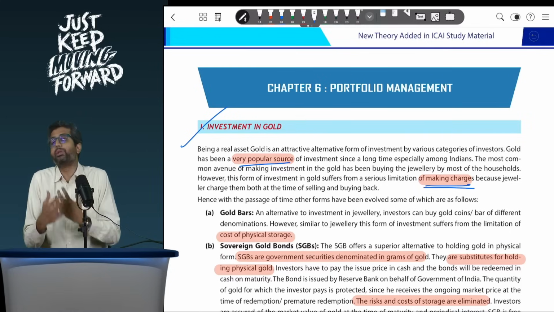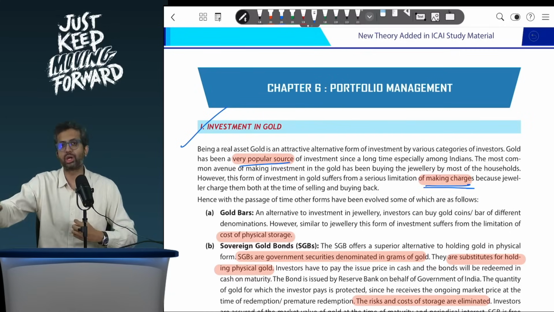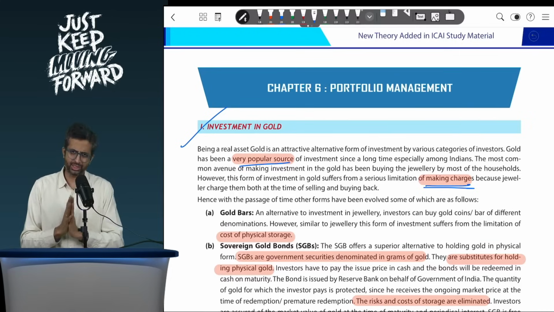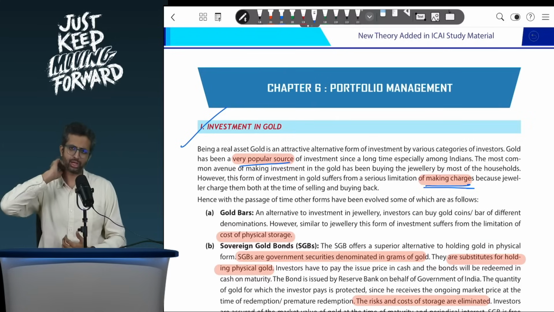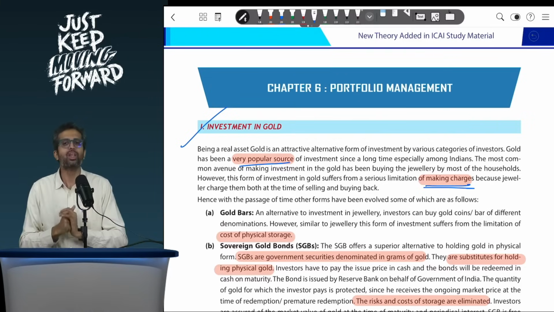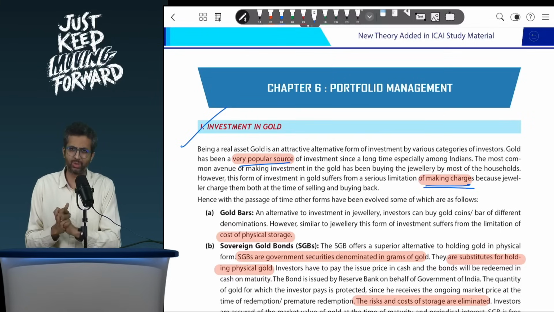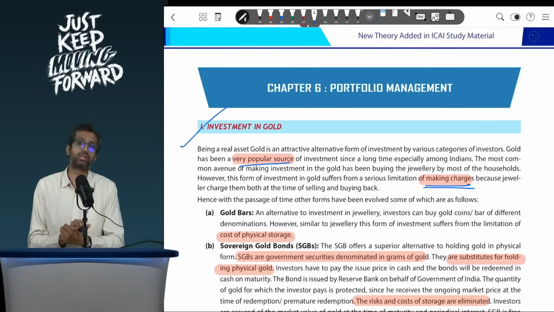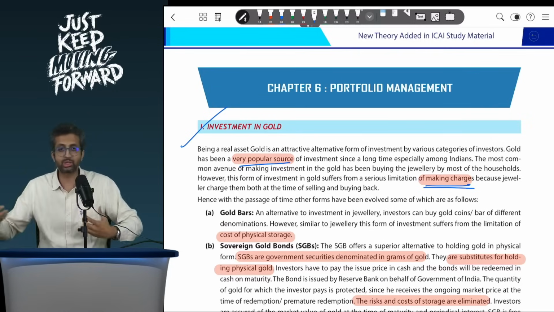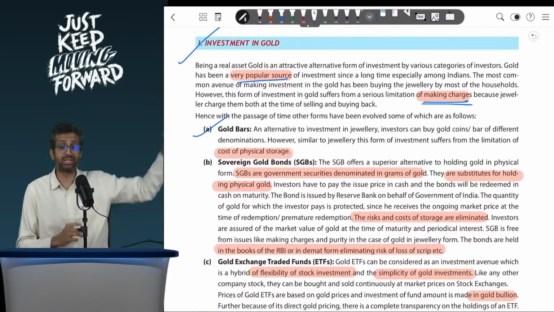The problem is that gold in India has largely been held in the form of jewelry. The problem with jewelry is the making charges, etc., that are levied at the time of both buying and selling. So if you are a pure financial investor, you don't want to buy jewelry and unnecessarily pay making charges, except maybe if you want to gift it to your girlfriend. If you want to look at physical gold investment, gold bars are also used. Gold bars don't have making charges per se, but they still have the cost of storage that has to be incurred, and the risk that these gold bars can be stolen, etc. So one of the ways in which gold can be invested other than jewelry is gold bars.